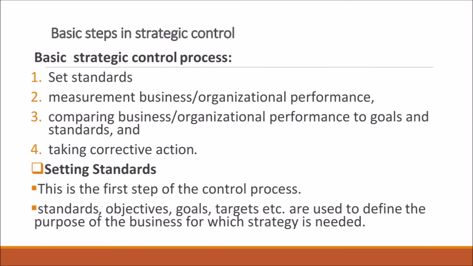And then you measure the performance. We are growing at 10%. Are we actually growing at 10%? Once you determine that, so 10%, we measure performance, we are at 8%. So at 8%, then the third thing we do is we compare. Okay, you compare business performance to goals and standards. So we started at 10%. We measured 8%. We compare 10 against 8. So there's a deviation. Then we take corrective action.